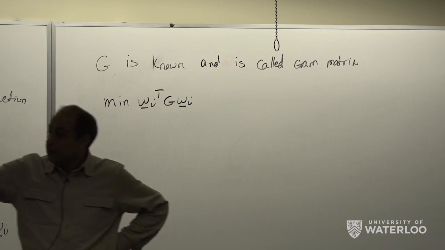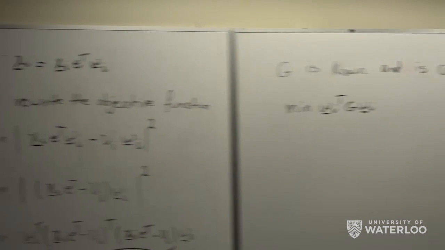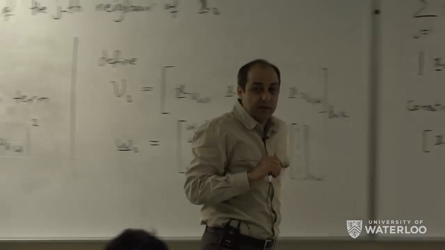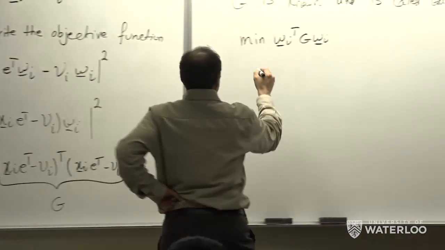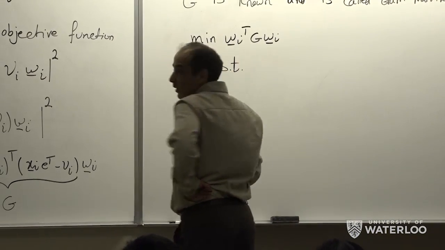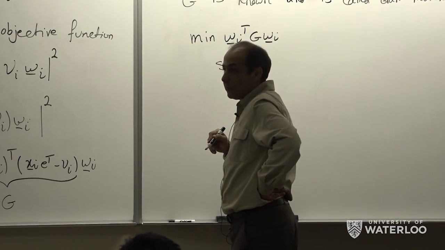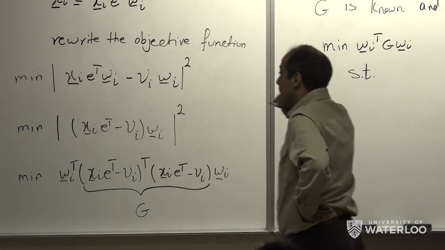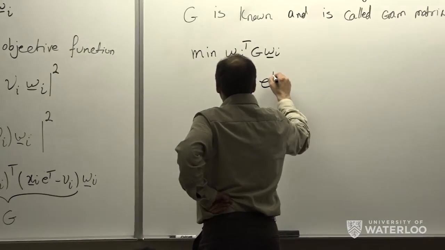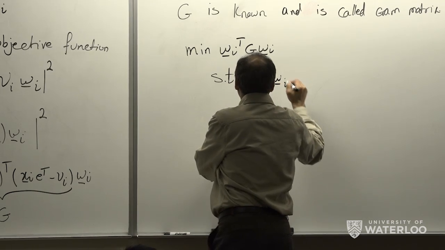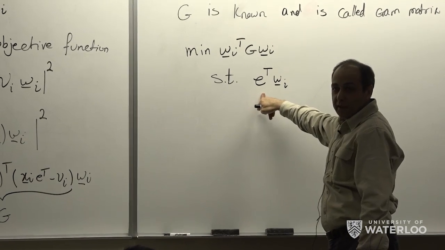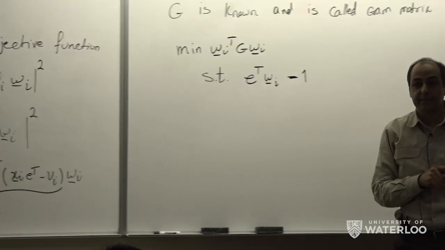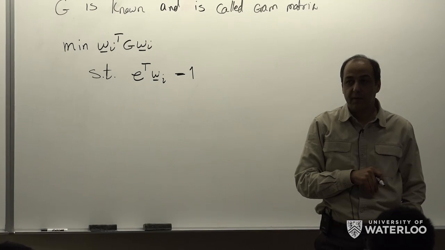And don't forget that the constraint for LLE was that the summation of Wij is equal to 1. So I have a constraint here that the summation of Wij is equal to 1. It means that E transpose Wi, where E transpose is 1 by K and Wi is K by 1, is equal to 1. Okay?